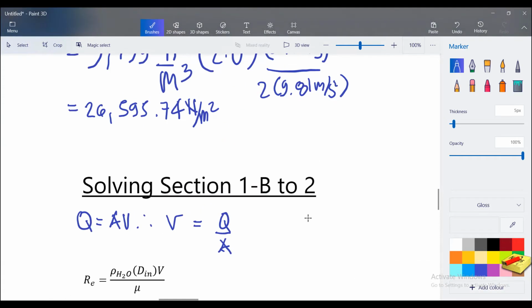So we have 0.26, that will be liters per second. We multiply it by, and let's convert it, 1 cubic meter is 1,000 liters.